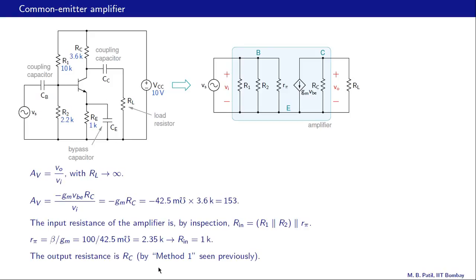So now we have a complete description of the common emitter amplifier. We have AV, the voltage gain, Rin, the input resistance, and Ro, the output resistance.